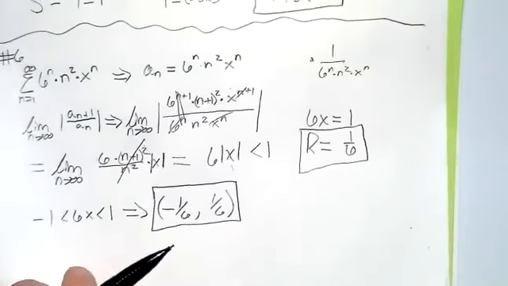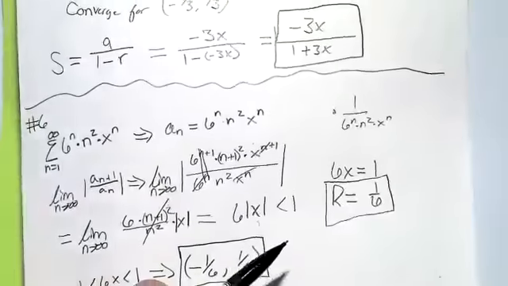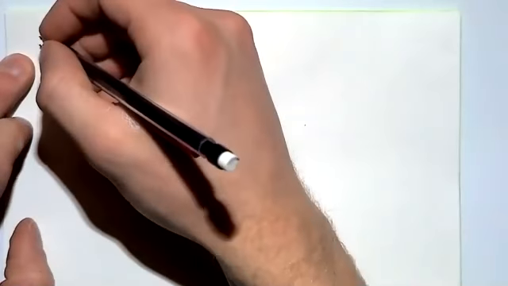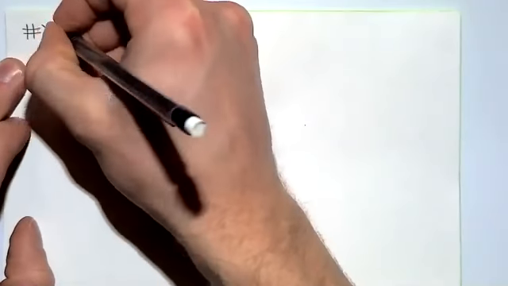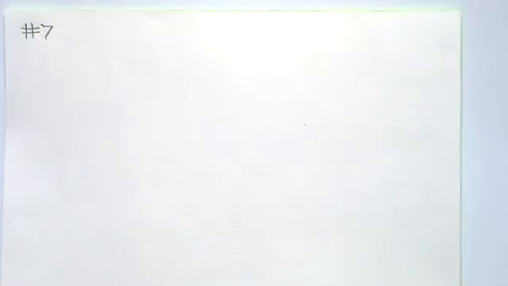Next, the next one I have is, we're not going very far. This is going to be a general Maclaurin series. So it says number 7, it wants us to find a Maclaurin series for f of x using the definition of a Maclaurin series. Assume that f has a power series expansion.